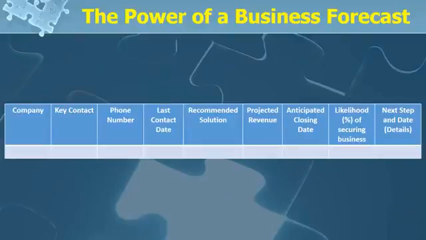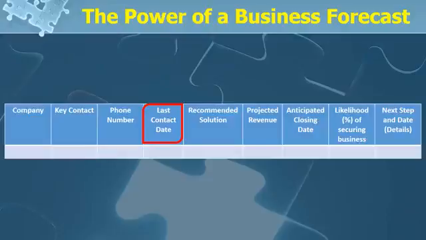Explanation of the business forecast form. What information should be included in a business forecast? Company or organization. Identify the name of the account. Key contact. Name the primary contact or decision maker that you are working with. Phone number. List the phone number or numbers for the key contact and also extension numbers if applicable.